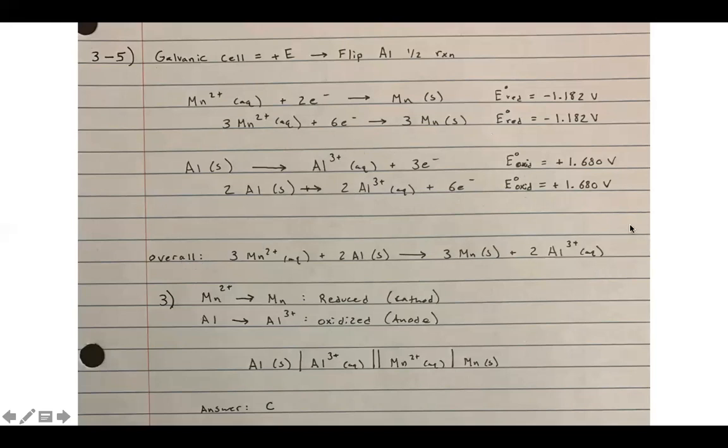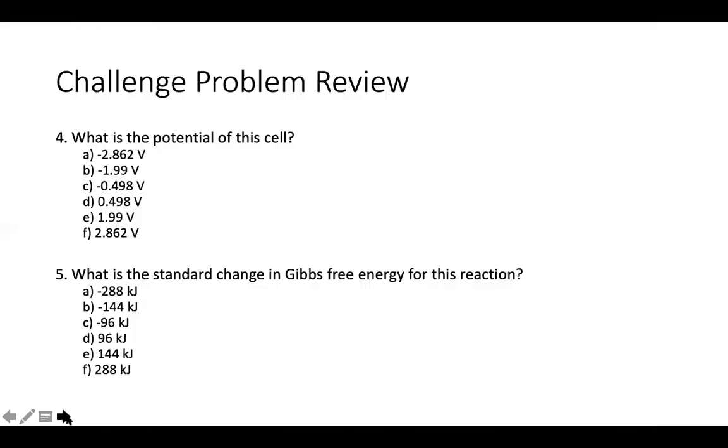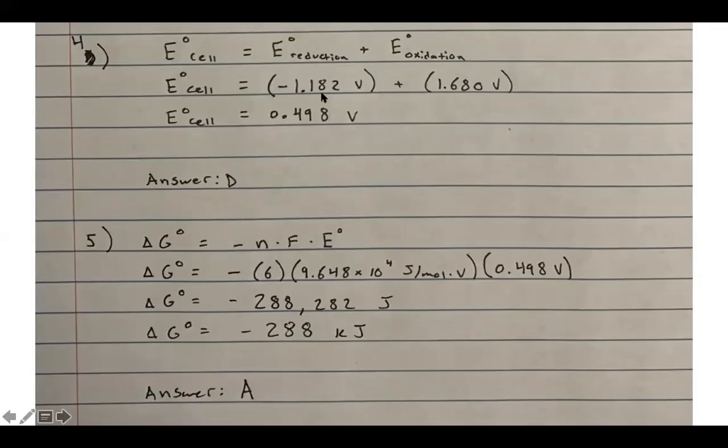And so to find our standard cell potential for this overall reaction, we're just going to add our cell potentials together. All we have to do here is add negative 1.182 volts plus positive 1.68 volts. And so this gives us a cell potential of 0.498 volts. And so that corresponded with choice D.